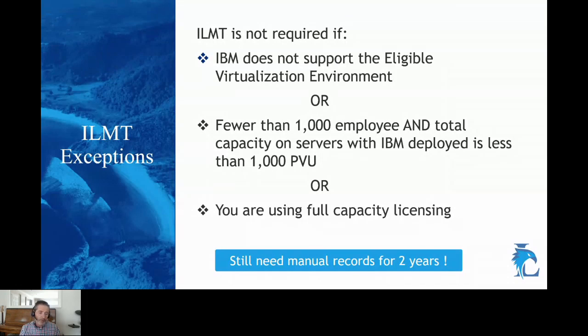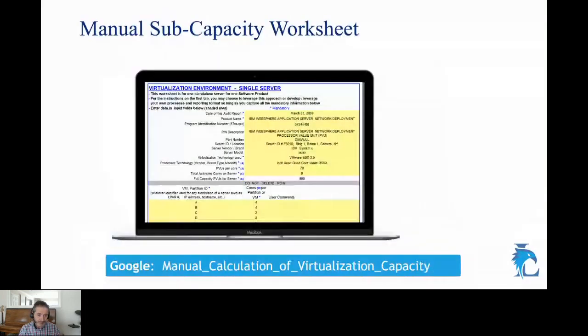It is important to remember, though, you must comply with the 2-year retention. They must have the records. But don't worry, they do help by providing you with a worksheet. You can find this one online, as always. Rather than put in the hyperlink, just Google manual calculation of virtualization capacity. You will get the official spreadsheet. It's quite an old one, and it does need to be maintained.